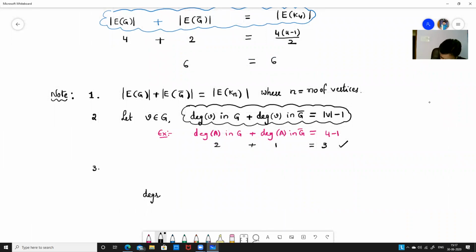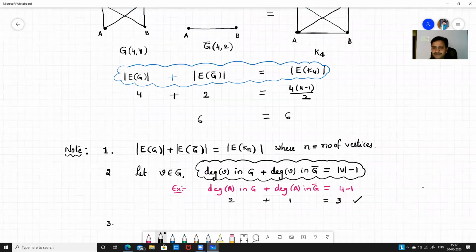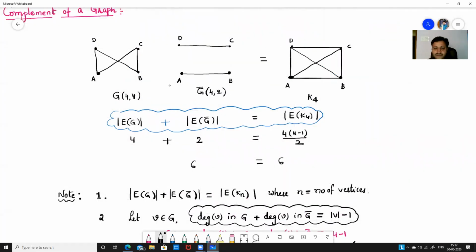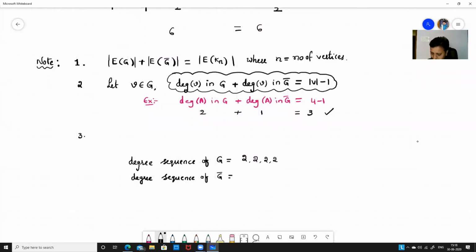Degree sequence of G is equal to 2, 2, 2, 2. Everybody is having degree 2 only. Okay, the degree sequence. And what is the degree sequence of G bar? Look at the degree sequence of G bar. A is having degree 1, B is also having degree 1, C also degree 1, D also having degree 1. Therefore, the degree sequence of G bar is equal to 1, 1, 1, 1.